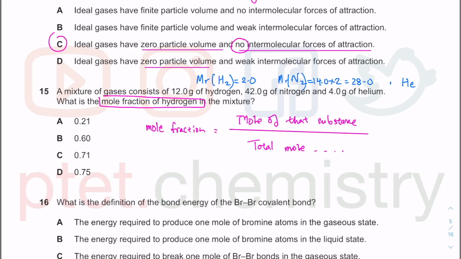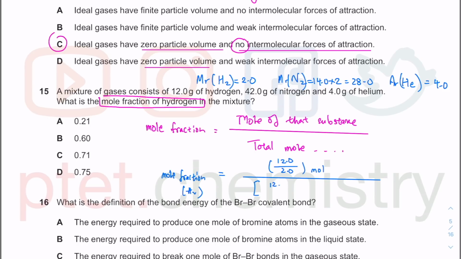And then this is just relative atomic mass because it doesn't exist as a molecule. This one will just be 4.0. So what do we know? We have the total mole at equilibrium. Well, what do we want actually? We want the mole fraction of hydrogen. So what is the mole of the hydrogen? The mole of the hydrogen is 12.0 gram divided by 2.0. This is the mole of the hydrogen.